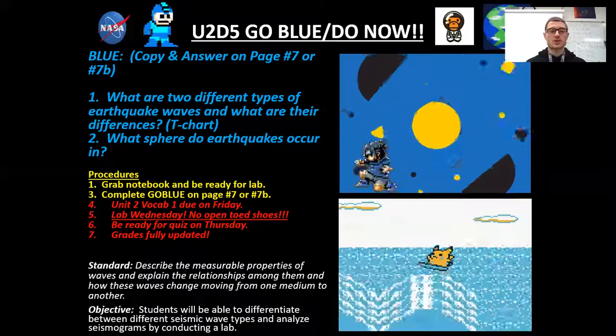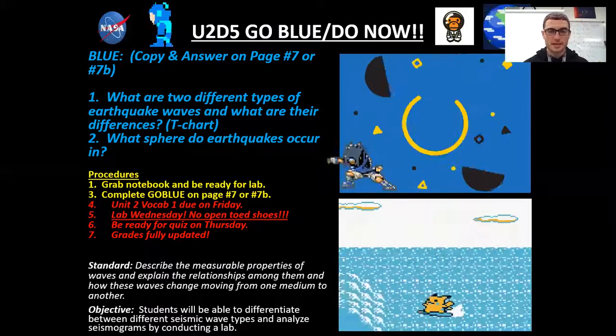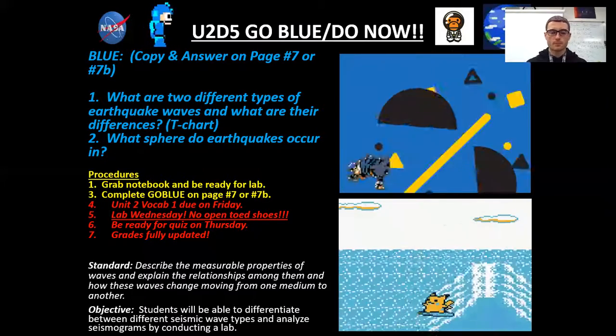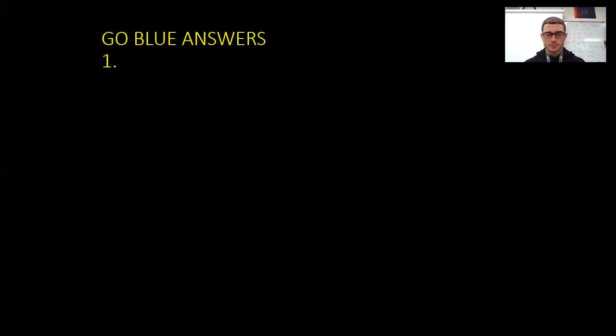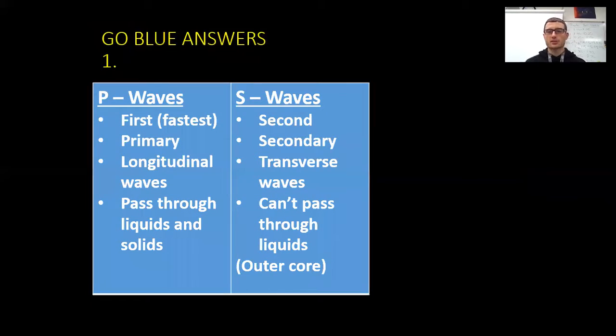Take a moment to pause, write these questions down on page 7 or 7B and answer them as well. Moving on, number 1. We have our T-chart right here, guys. Again, our 2 types of waves are going to be P waves and S waves. We wrote this out on page 8. Let me just check my pages here. Yeah. So we should have written this out on page 8 already, guys.